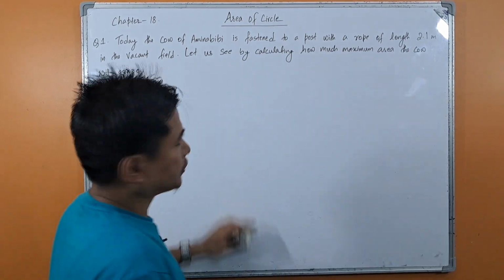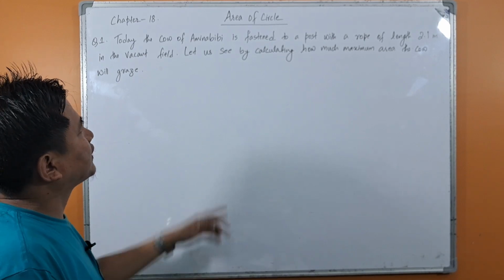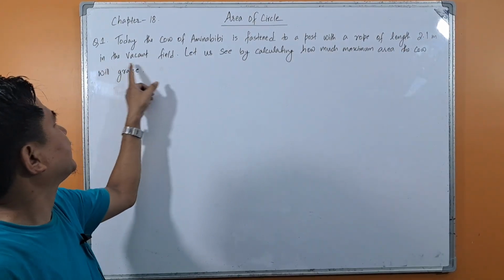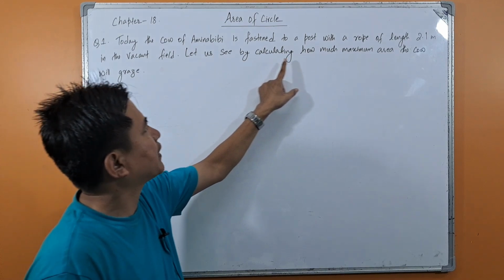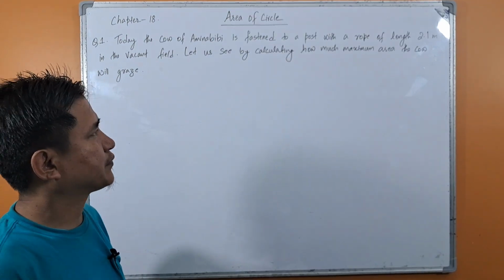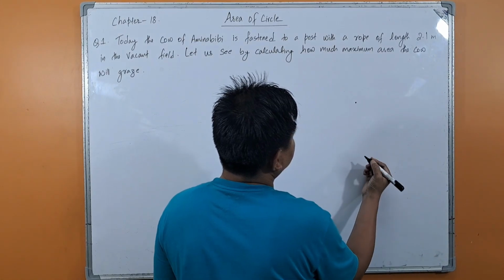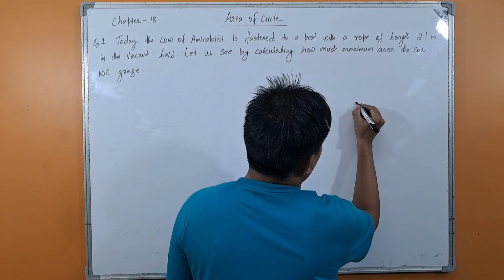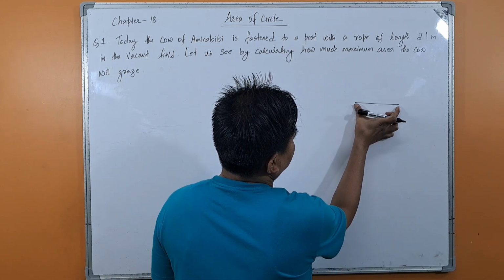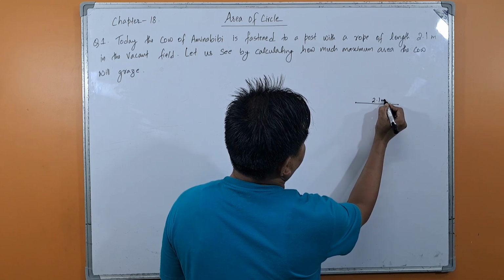Number one question. Today the cow of Amina Bibi is fastened to a post with a rope of length 2.1 meter in the vacant field. Let us see by calculating how much maximum area the cow will graze. Let's understand this question. Suppose we have a post here and a cow is tied with a rope. The length of the rope is this. This is given to us, 2.1 meter.